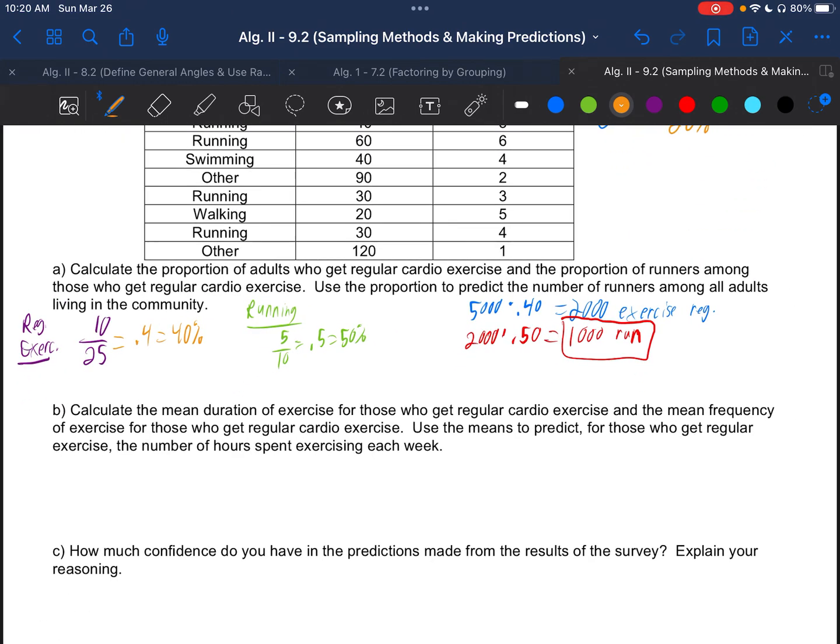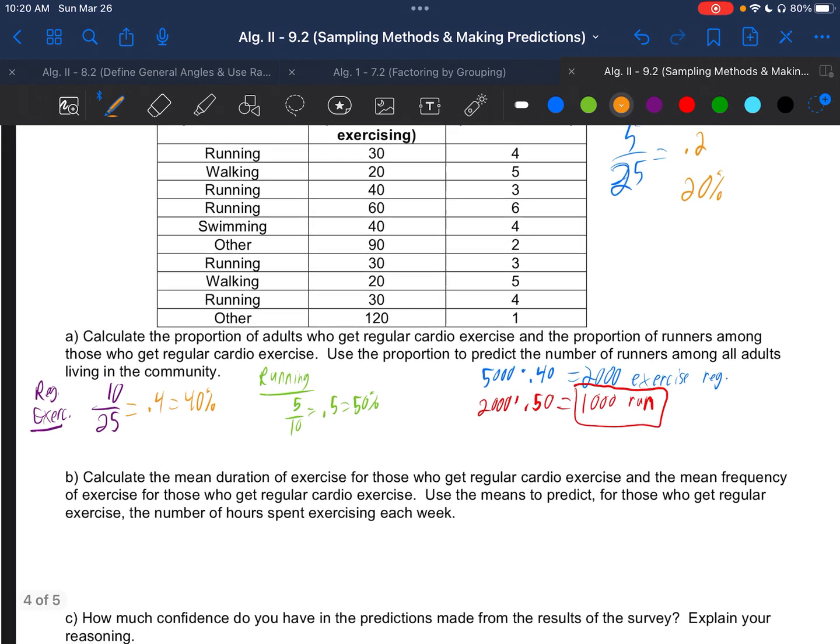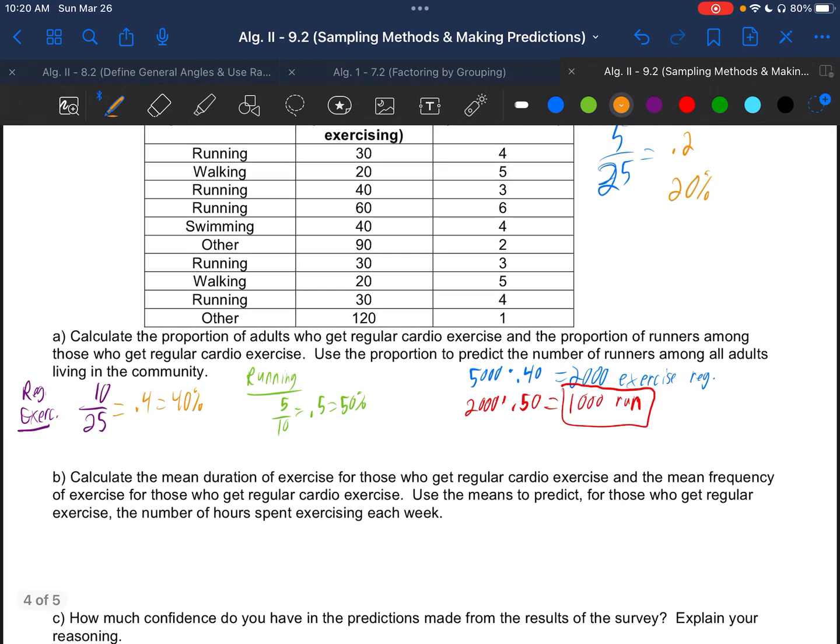On letter B, we're supposed to calculate the mean duration of exercise for those who get regular cardio exercise and the mean frequency for those who get regular cardio exercise. So we're saying of the 10 in the table, what's the average duration of their exercise? So we find the mean of all these numbers by adding them up and dividing by 10.